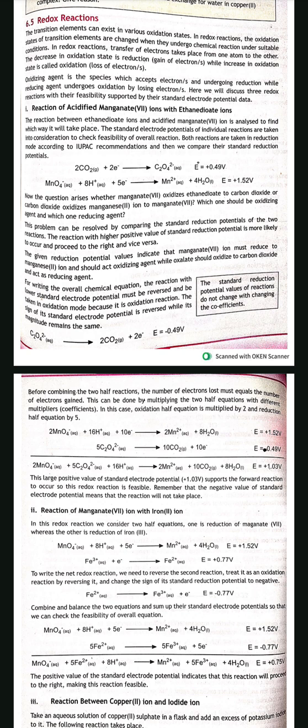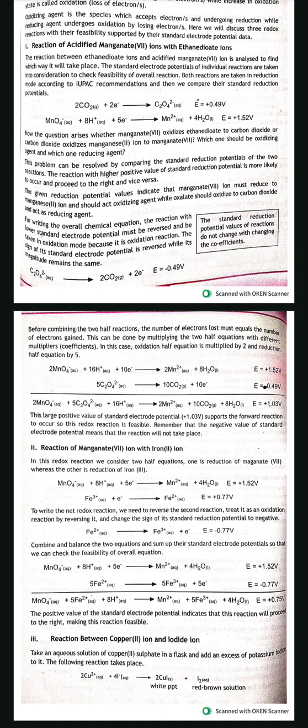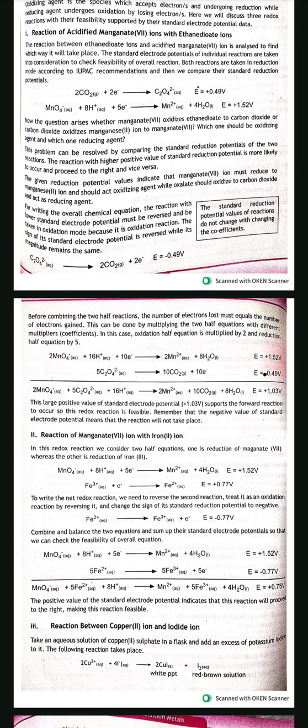The decrease in oxidation state is reduction, while the increase in oxidation state is oxidation. An oxidizing agent is a species which accepts electrons and undergoes reduction, while the reducing agent loses electrons and undergoes oxidation. Reaction of acidified manganate 7 ions with the ethanedioate ions.